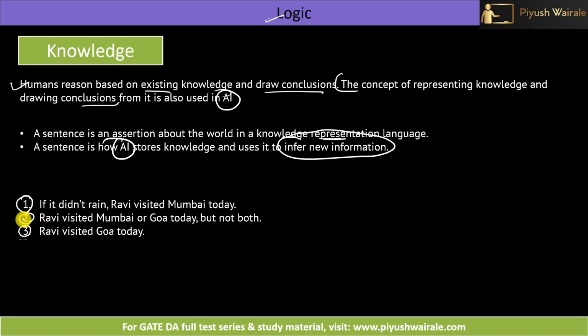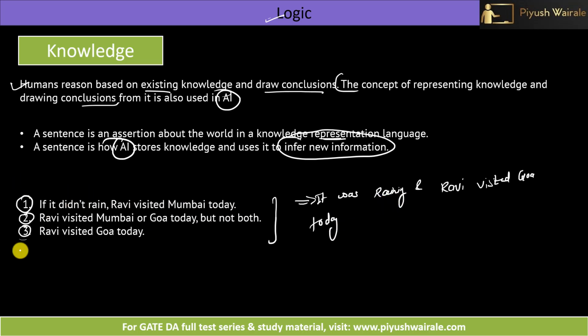Also, if I consider all three sentences at a time, what can I infer? If it didn't rain, Ravi visited Mumbai today. But Ravi visited Goa today. So what can we conclude? It was raining, and so Ravi visited Goa today. As a human, by reading just three sentences, I can draw a conclusion: it was raining, and that's why Ravi visited Goa today.